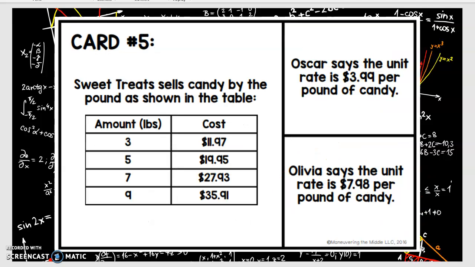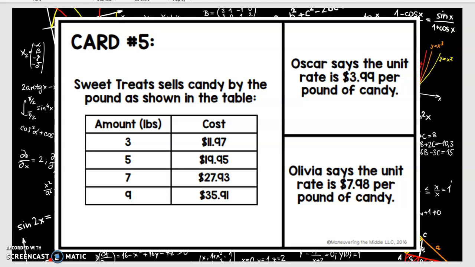All right, card number 5, sweet treats. This one was kind of tricky too. You've got to do a little bit more math than you're probably wanting to do right now. But go ahead and push pause. All right, you should have pushed pause and have now pushed play. And you should be looking for an answer.